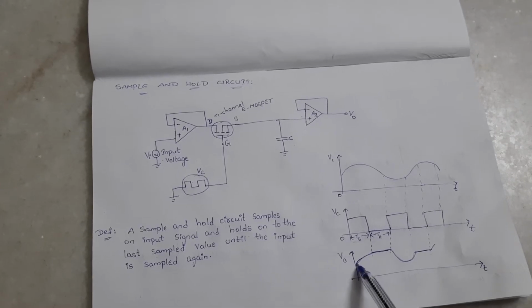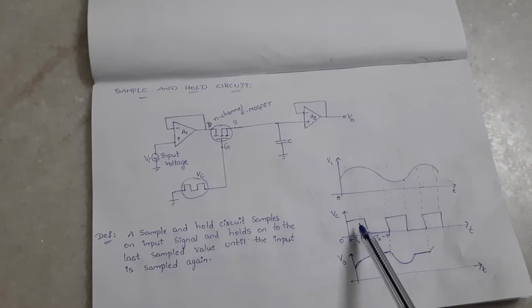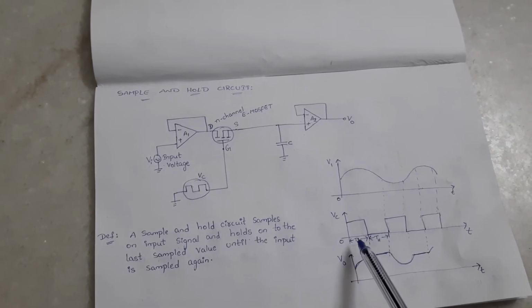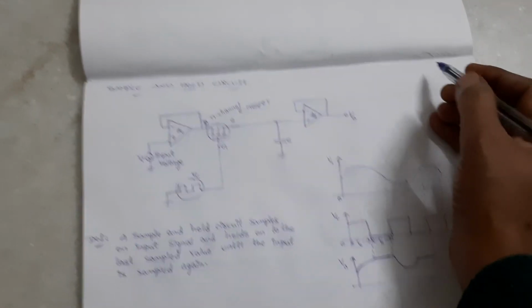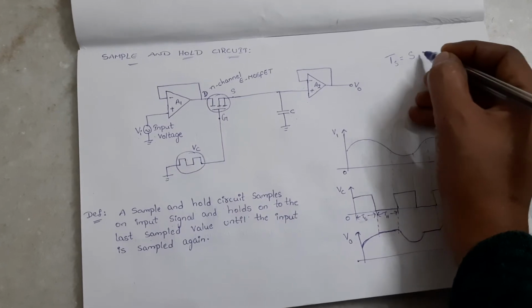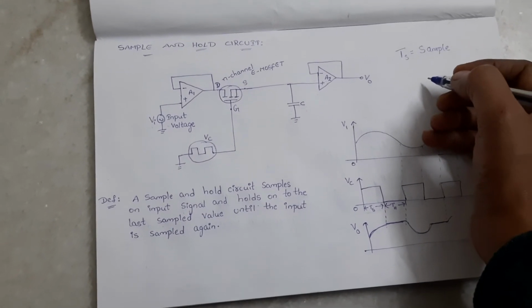The capacitor charging during this control voltage 1 period is called the sampling time. TS is nothing but the sample period.